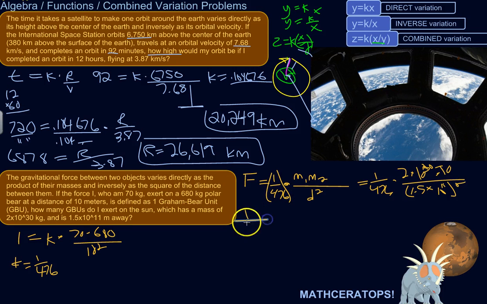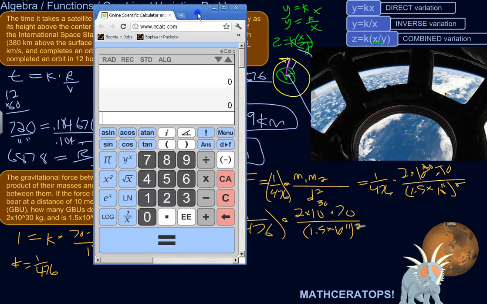So 1 over 476, which based on the first data we determined, times 2 times 10 to the 30th kilograms. That's the mass of the sun, quite gigantic. Times 70, that's my mass. It's pretty paltry compared to the sun. Over 1.5 times 10 to the 11th meters away. The sun is very far away from me, and vice versa, squared. So all I need to do is type all that in the calculator.